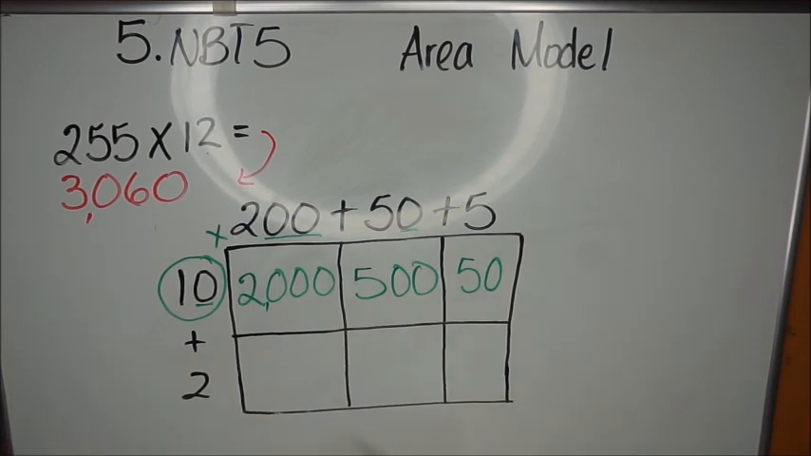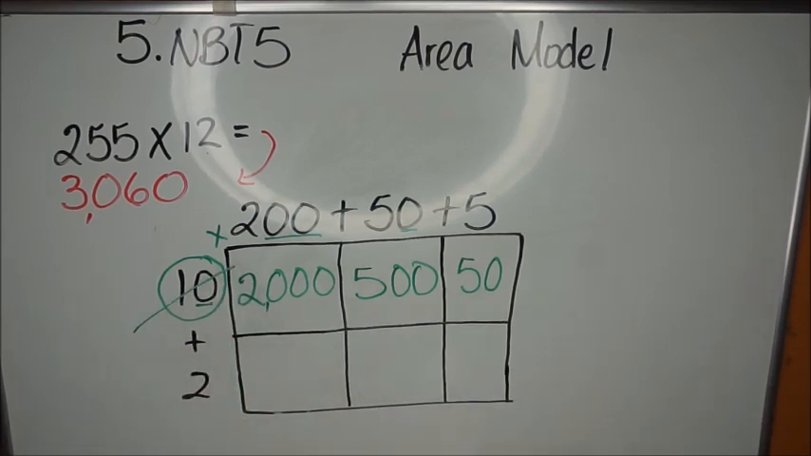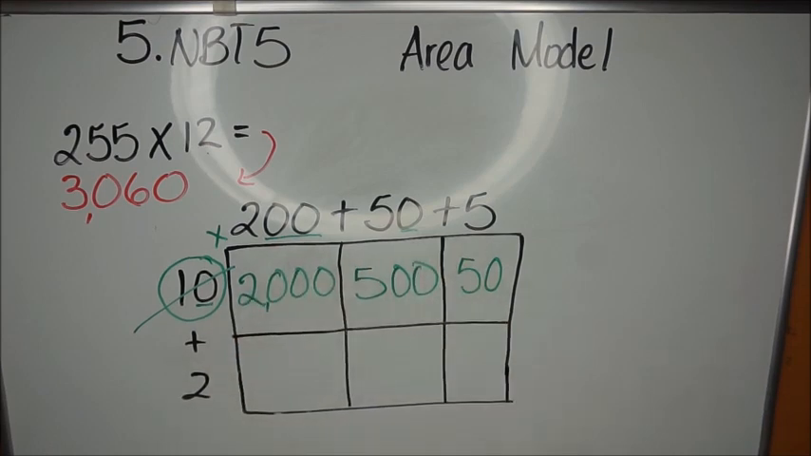Okay? So once I'm finished with that, I'm going to move on to my next number. What I like to do is cross this number out. So that tells me that I've already used that number to multiply all the numbers at the top of my area model. So I'm going to go on by continuing with 2.